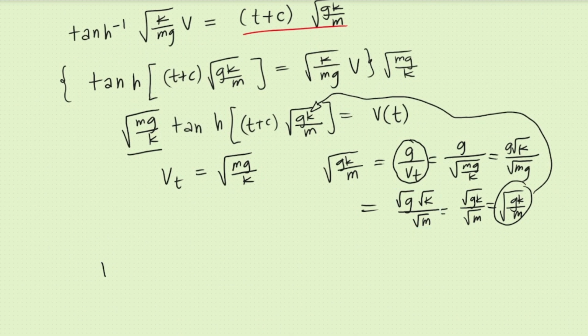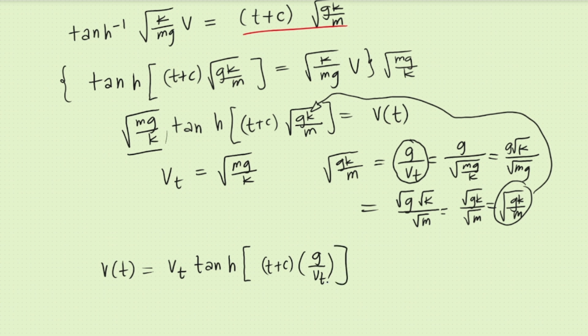that terminal velocity. So the final answer for our v of t is equal to this one here, square root of mg over k, that's vt, the terminal velocity, times hyperbolic tangent of t plus c times this one, square root of gk over m, which is just g over vt, the terminal velocity. Now we're going to use our initial condition, which is v of 0 is equal to 0. Since the body is in free fall, at time t equal to 0 its velocity is 0. So we're going to use that one.